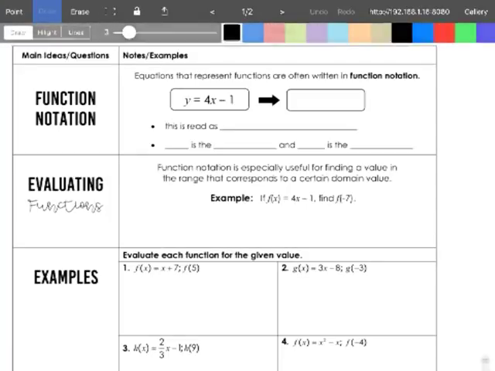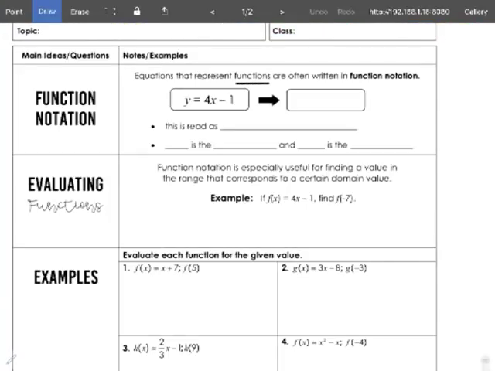Remember what a function is? For every input, for every number that you put in for x, you get one y. Okay, so equations that represent functions are often written in function notation. Okay, so y equals 4x minus 1.